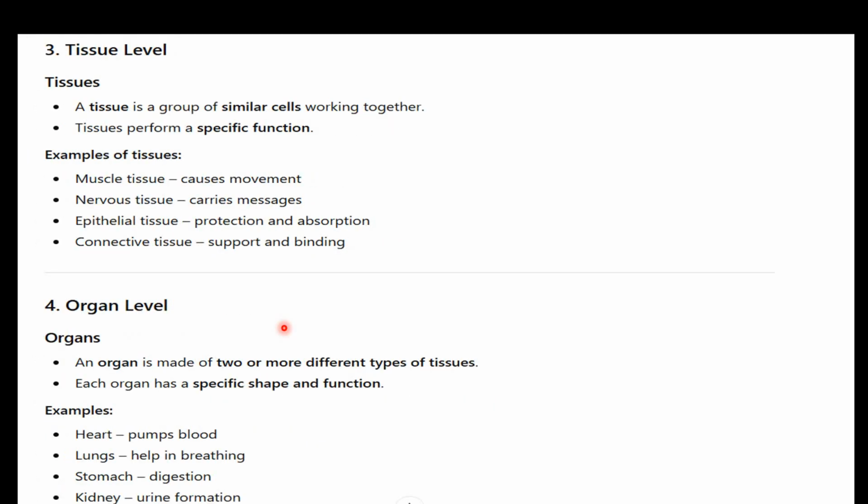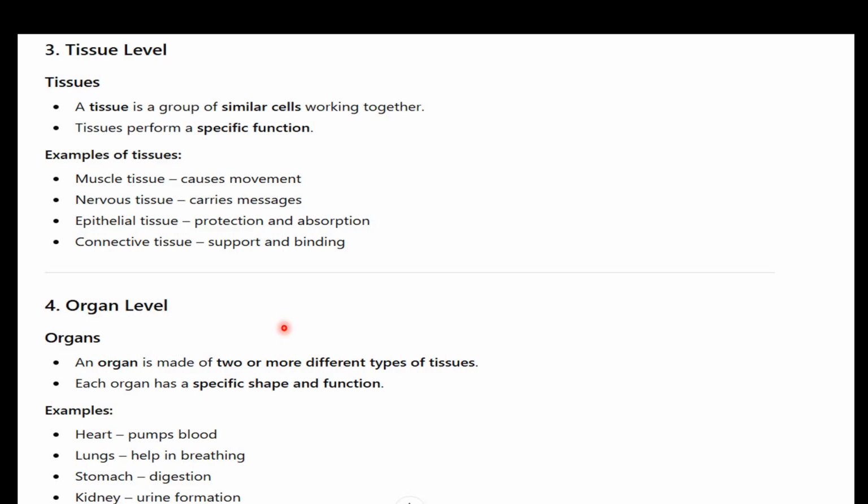Now we have the third level, that is the tissue level. So let's talk about tissues. What are tissues? A tissue is a group of similar cells working together. If similar cells work together, they build a tissue, and that tissue performs a specific function. So in the tissue level, we will study the tissues.